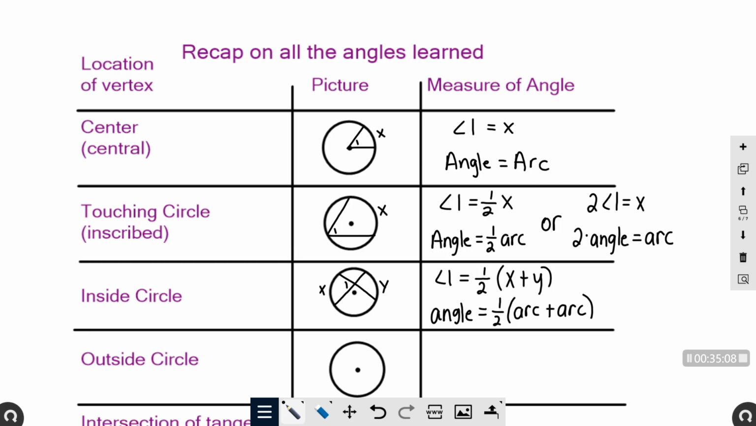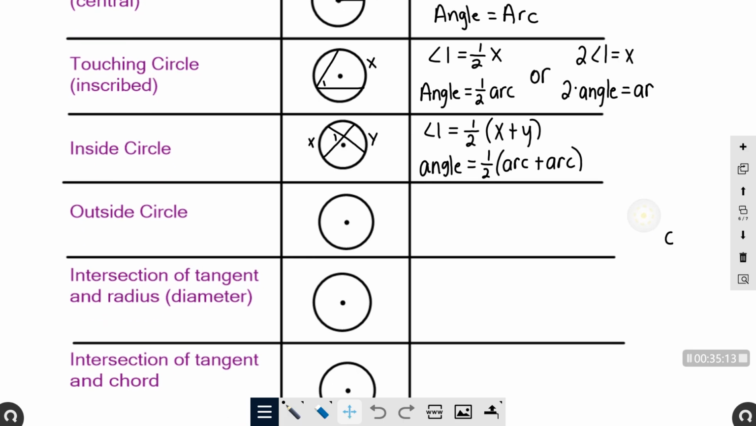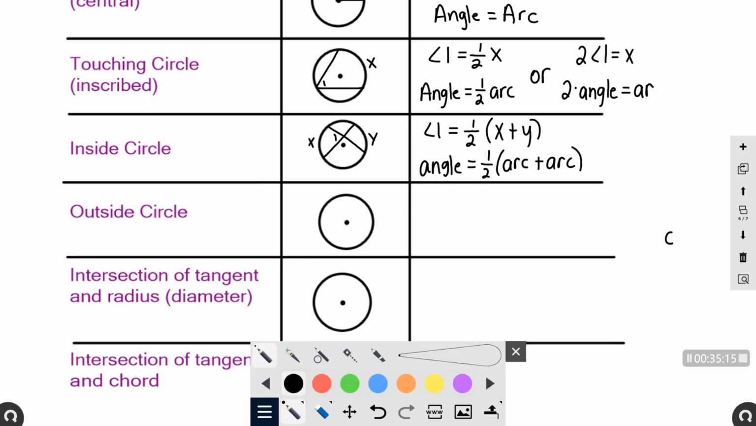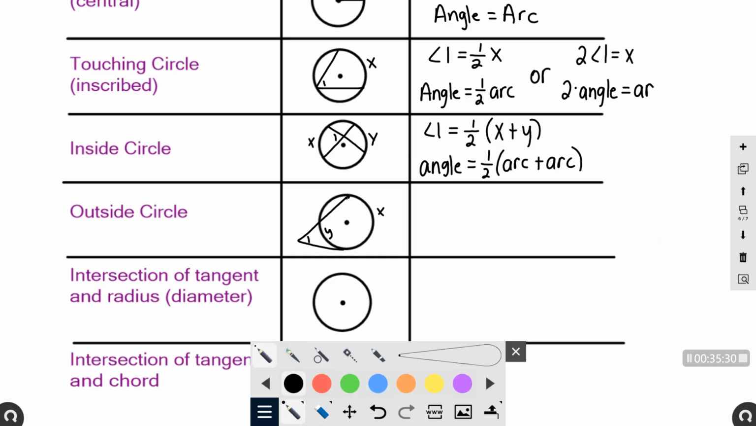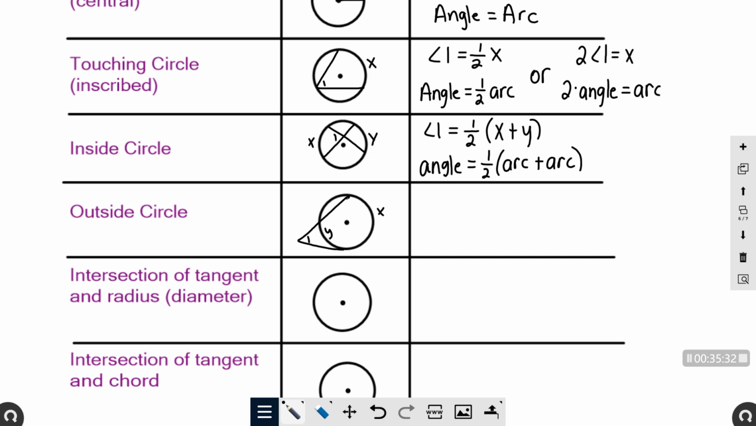And if it's outside, what's the equation? What's different? Good. Now, when you draw this one for the outside, make sure X is the furthest one away. So, angle 1 equals 1/2 X minus Y, or the angle equals 1/2 arc minus arc.